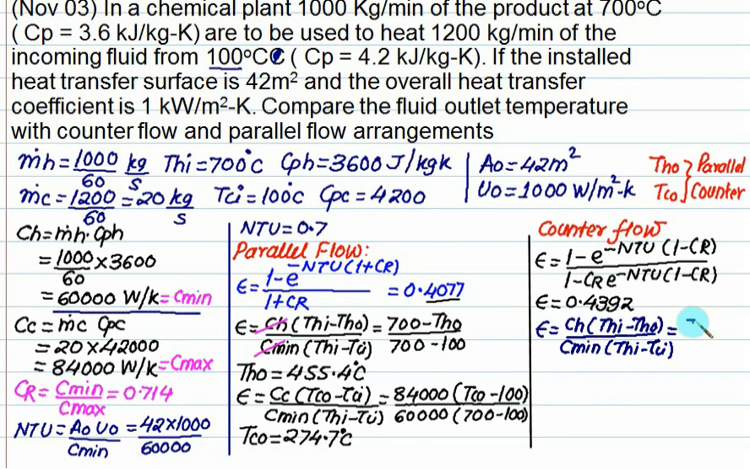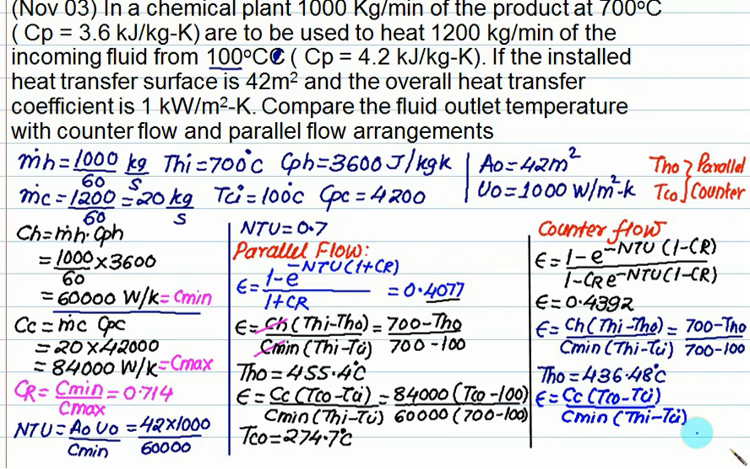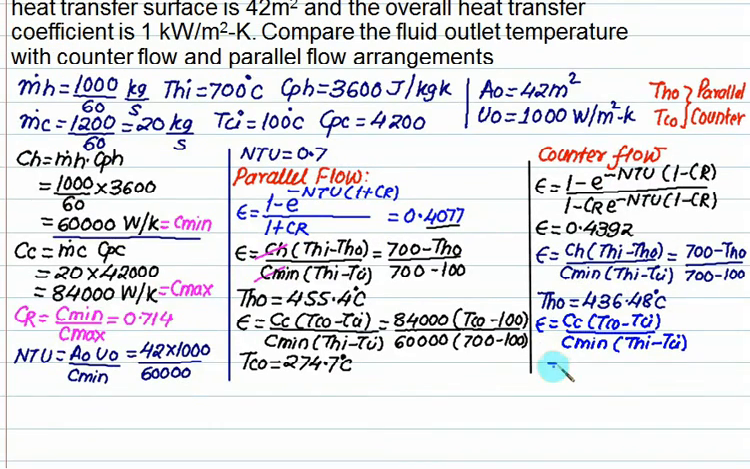Thi is 700. We don't know Tho. And Tci is 100. Effectiveness is 0.4392. So we obtain Tho equals 436.480. So we have another formula for effectiveness. Cc is 84,000. We want to find out Tco. Tci is 100. C minimum is 60,000, 700 minus 100.